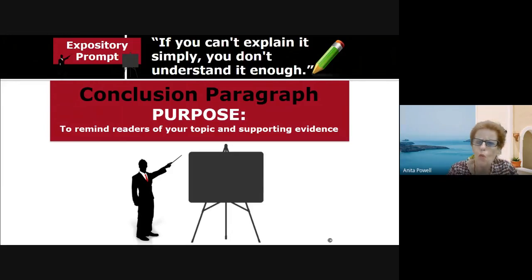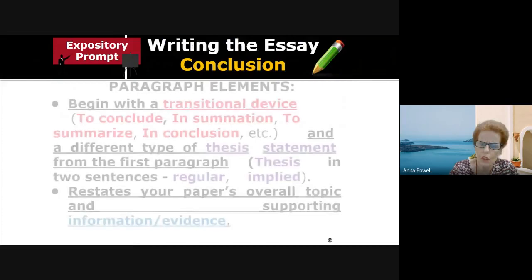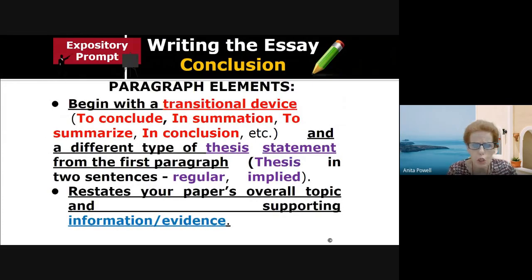We always want to represent those ideas, leaving the reader with our main argument, our thesis. So in our conclusion, we begin with a transitional device, usually to conclude, in conclusion, or to summarize. It's a different type of thesis statement, but it's still the same thing. We just restated that thesis statement in different words so that we have that main idea as the last thought when they read the essay.